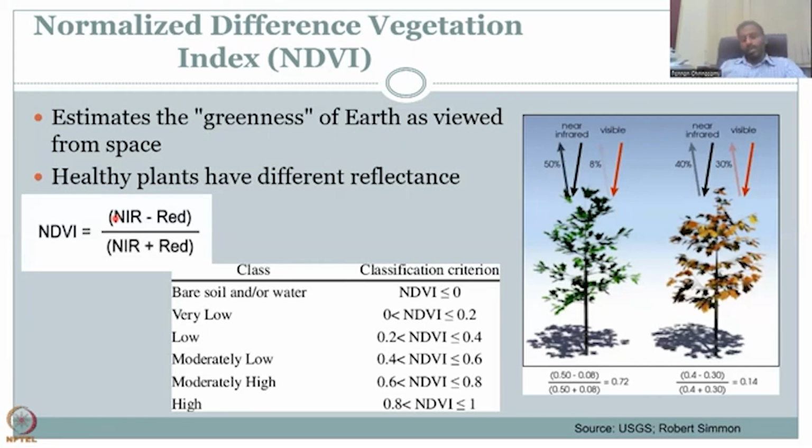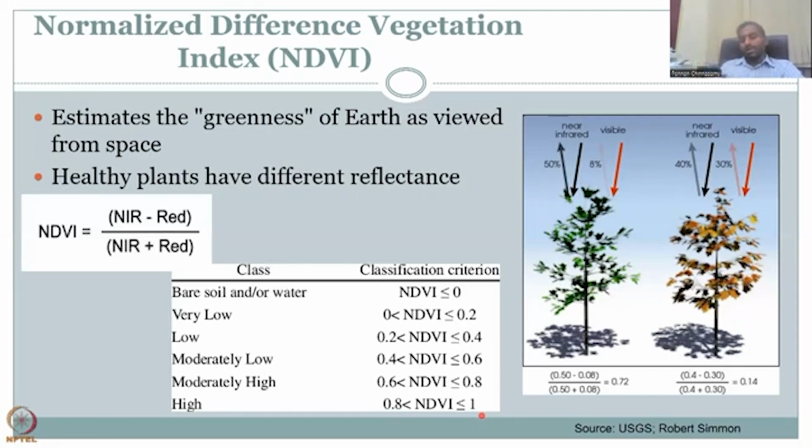Very low is there. So these are the classes for the plant growth. Very low, very little plant growth is 0 to 0.2. Low to moderately low growth is 0.2 to 0.4, and 0.4 to 0.6. High growth and really good green cover, vegetation cover, is 0.8 to 1. So the max is 1 and the minimum, people say, is -1.